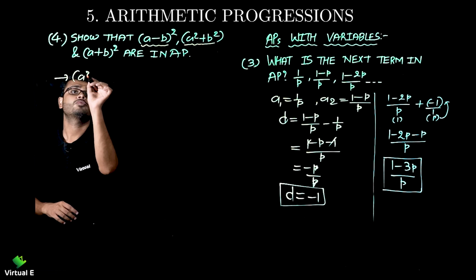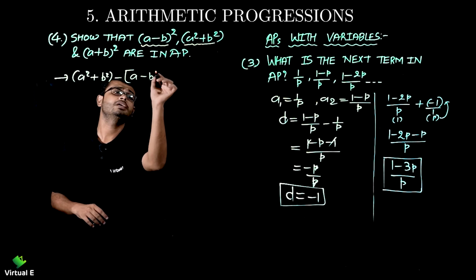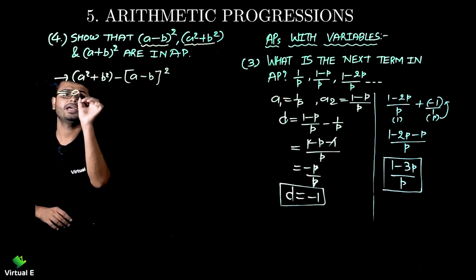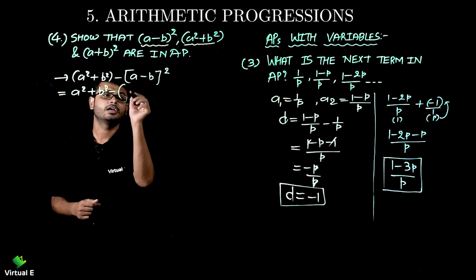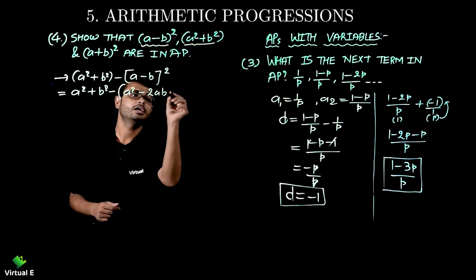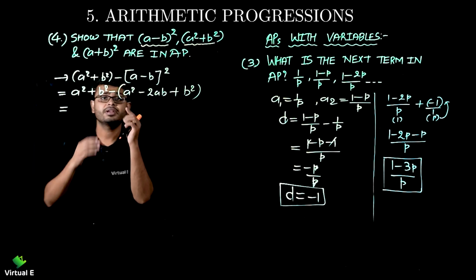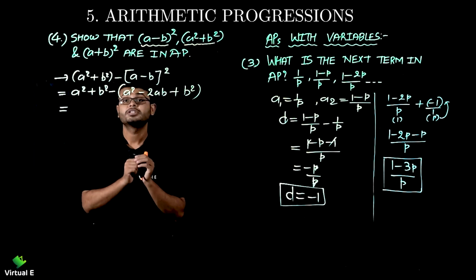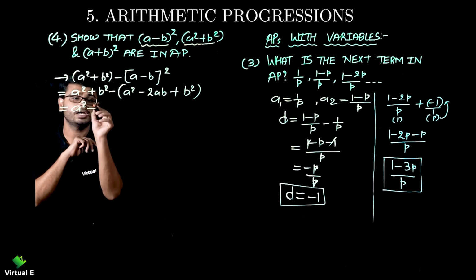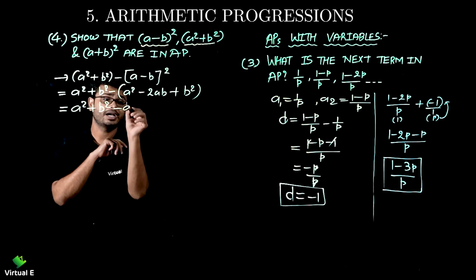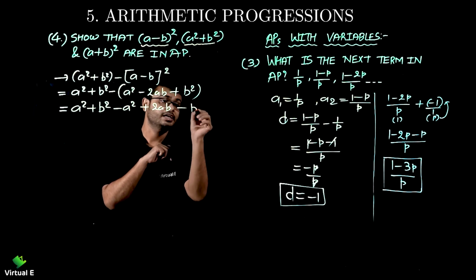So a square plus b square minus a minus b whole square. Let's simplify. A square plus b square minus, here use the identity, a square minus 2ab plus b square. Now you see, before we simplify, there is a negative sign before the bracket. So I need to change every sign of the terms, which is a square plus b square. This will become minus a square. Negative will become plus 2ab. This plus will become negative b square.